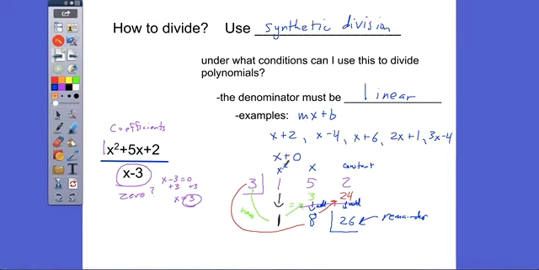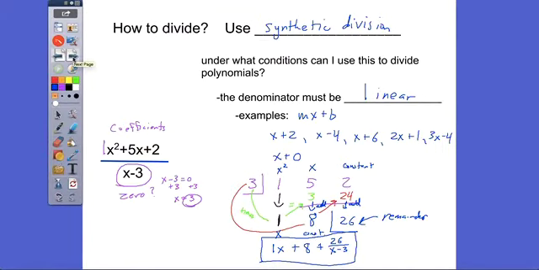What always happens is, since the leading term of our original was x squared, for the result of our division, this power is going to go down by 1. So this is going to be the x term, and this is going to be the constant term. So our answer is 1x plus 8, plus the remainder, which was 26, over what we divided by, which was x minus 3. And that is our final answer for that synthetic division problem.